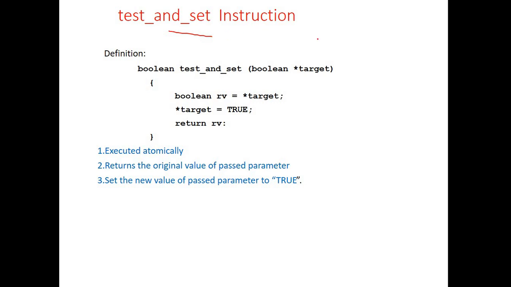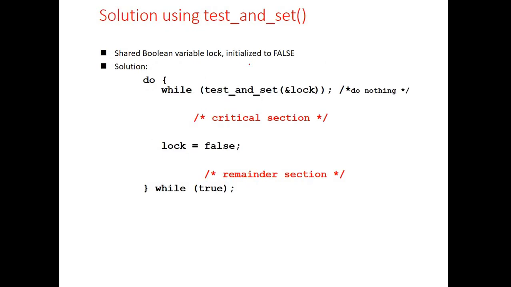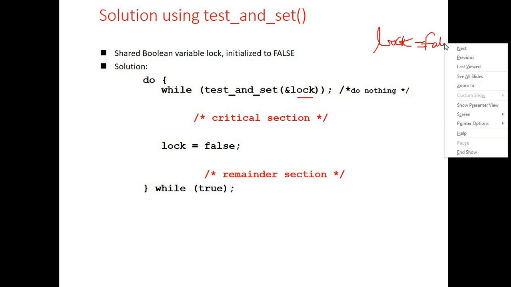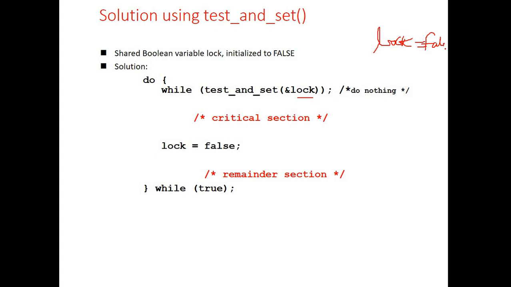Test and set instruction is one synchronization hardware method that is used for controlling two processes entering into the critical section. Here the process uses a control variable called lock. Initially, this lock variable will be false. That indicates that no process is in the critical section. So when a process wants to enter into the critical section, it will first check the status of this lock, that is, the value of the lock. The value of the lock is false.